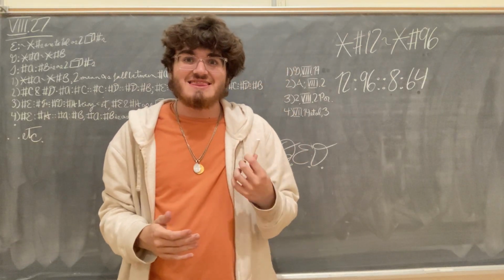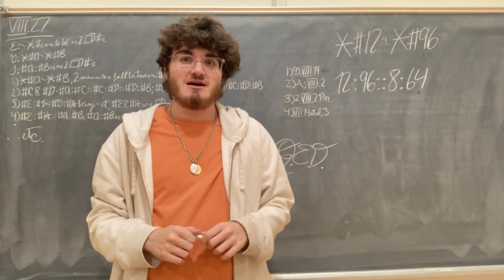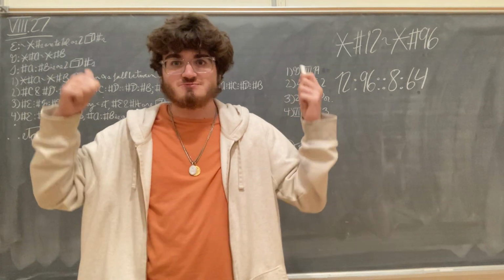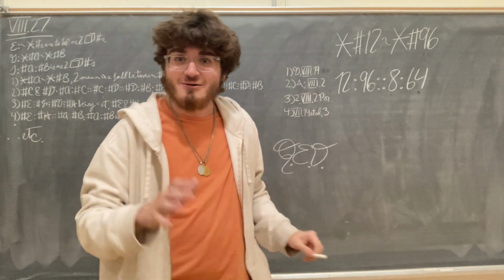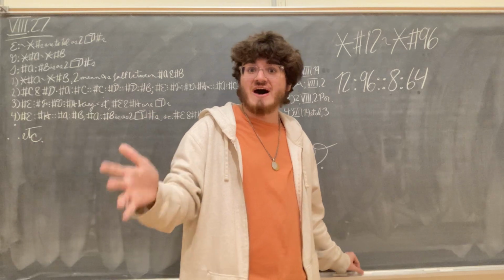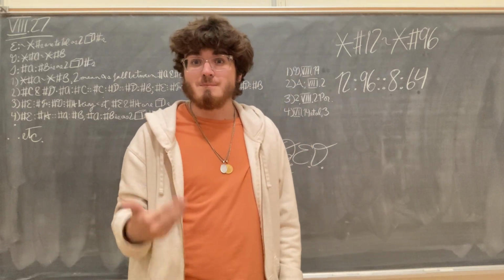Now with that said, that ends the final demonstration of Book 8. This is the last proposition of Book 8, which means after this, we'll be heading into the final book of Euclid's number theory, Book 9.